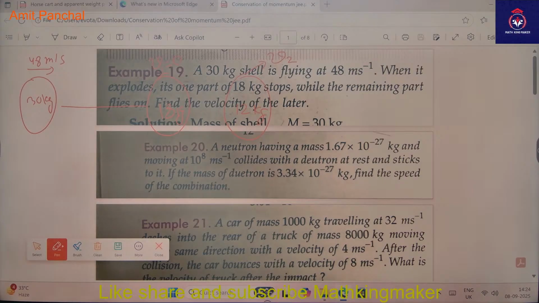Now in a similar fashion, do example 20. Just do this 20th question. Now you understood the meaning of the law of conservation of momentum? Yes, a little bit. As you do questions, you will be more confident in doing these questions. Do it fast. We'll try to have one more topic.